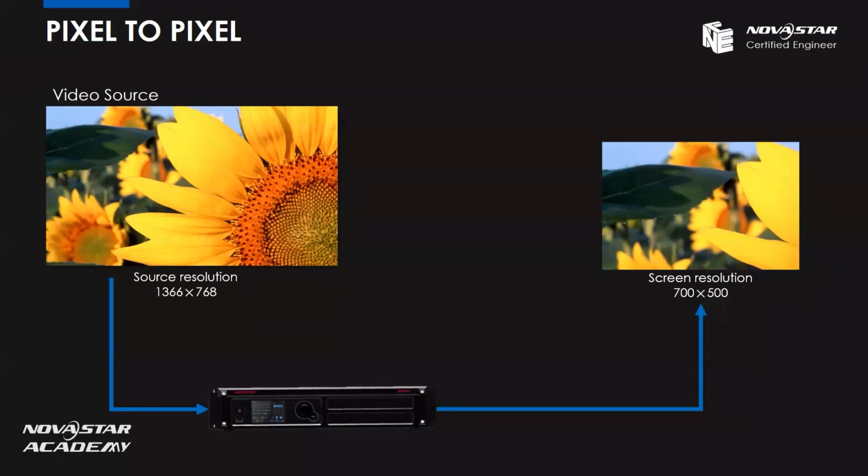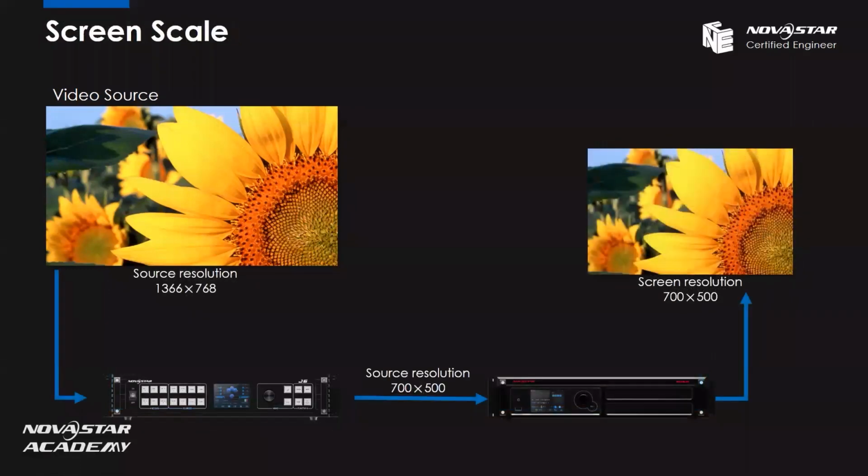Here, we need a video processor or software scaling, which can change your video source to the resolution 700 by 500. After we change the video source resolution with the video processor, the image can match your screen size, so we can get a complete display of the entire image. But please pay attention: depending on the resolution, the ratio of the image may change.